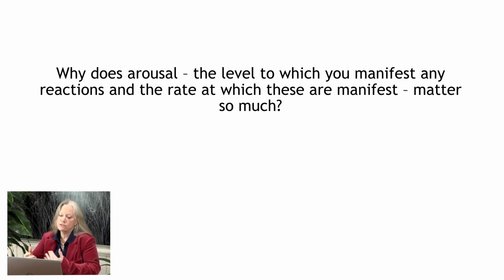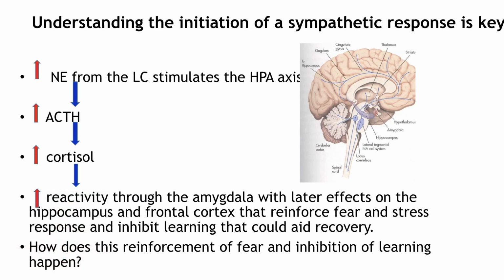So I think we have to ask, why does arousal level, the level to which you manifest any of your reactions and the rate and the speed with which you get there, why does that matter so much? Well, it matters so much because it's the key to what's going on in the sympathetic autonomic nervous system response.